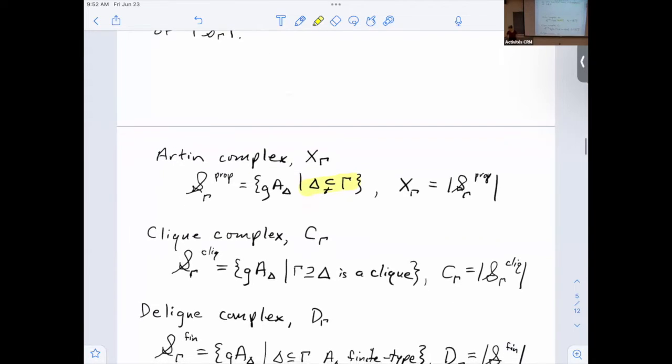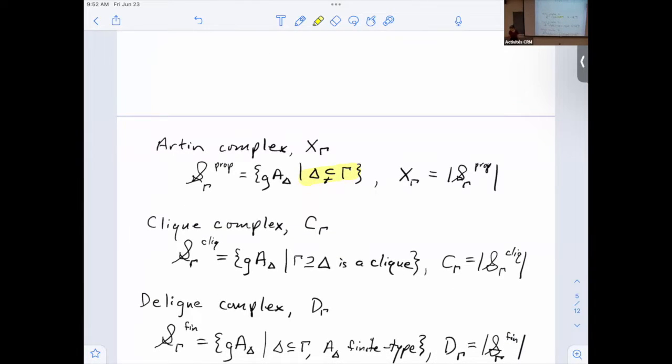All right, another complex that has been used a lot is what's called the clique complex. In the clique complex, we only allow subgraphs of gamma which are themselves cliques. So a set of vertices where no two are joined by infinity, no two have Mij equal to infinity. All right. So we only allow those. It turns out this also isn't useful if gamma itself is a clique, but it's useful in most other cases. All right. And so that's called the clique cube complex.